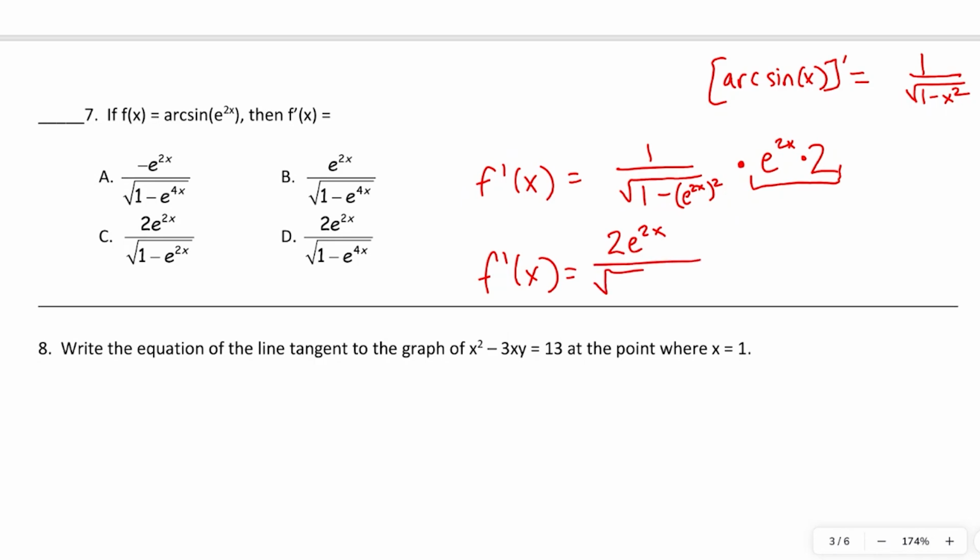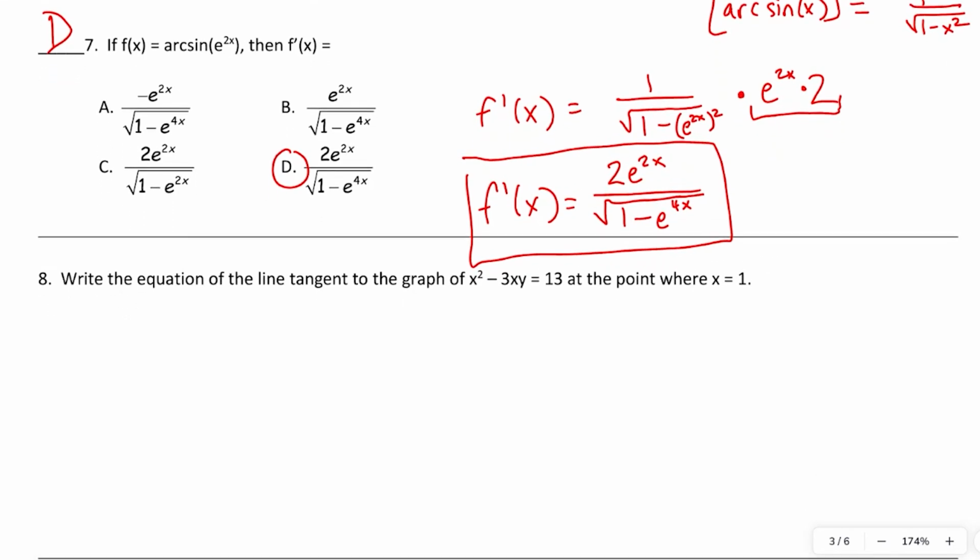divided by the square root of 1 minus, and then when you raise a power to a power, you multiply your powers. 2x times 2 is going to be 4x, so e to the 4x. So that is our answer. And there should be, let's see here, either 2x. Looking good. Looks like our answer is D.